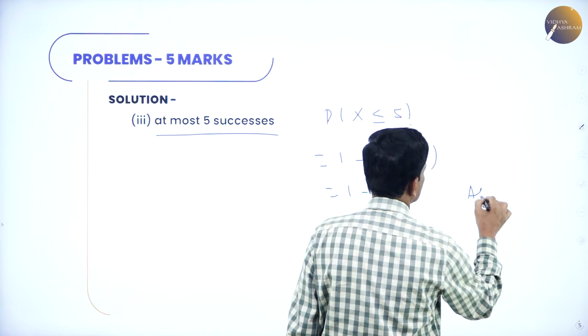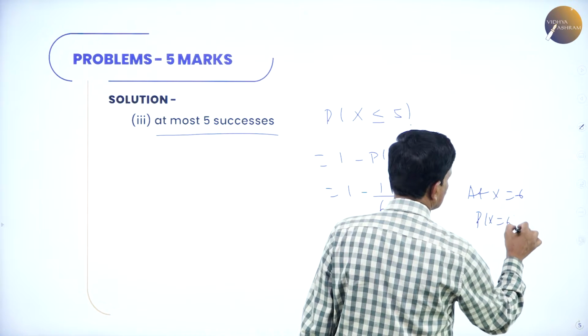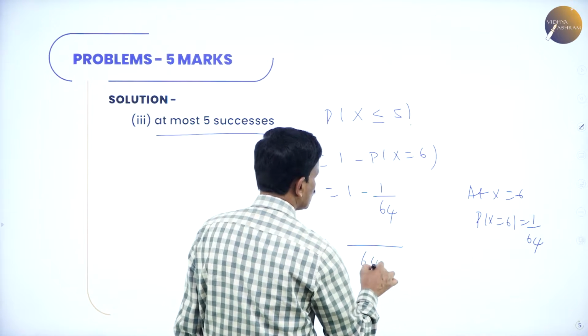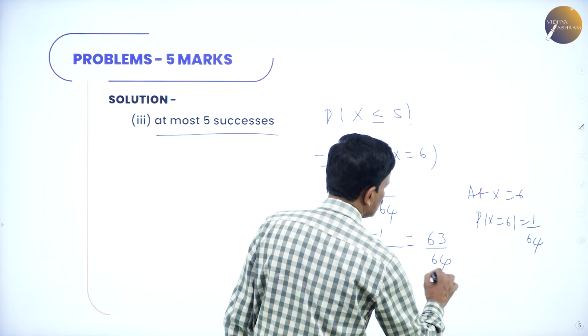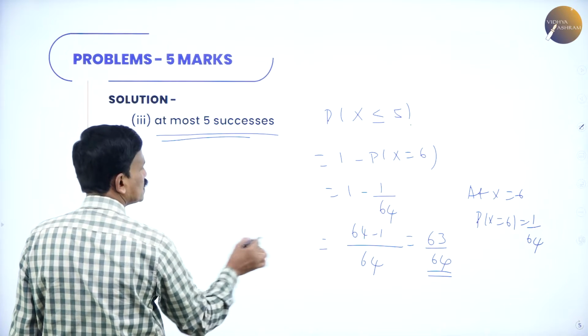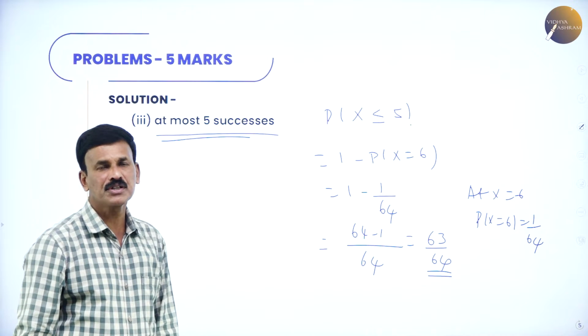So at x equal to 6, the probability of x equal to 6 is 1 by 64. Take LCM. 64 is the LCM. 64 minus 1 is 63, divided by 64. Right. So therefore at most 5 successes is given by 63 divided by 64. This is the required answer.